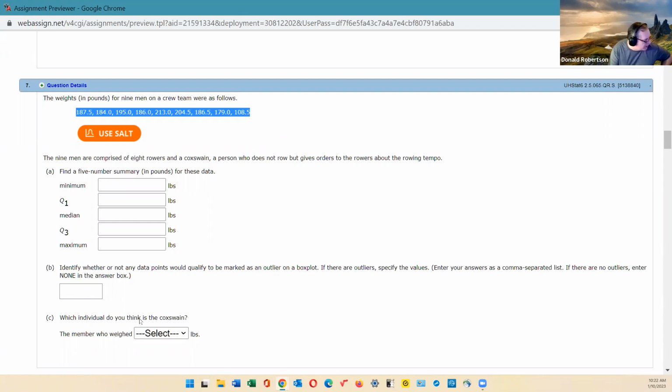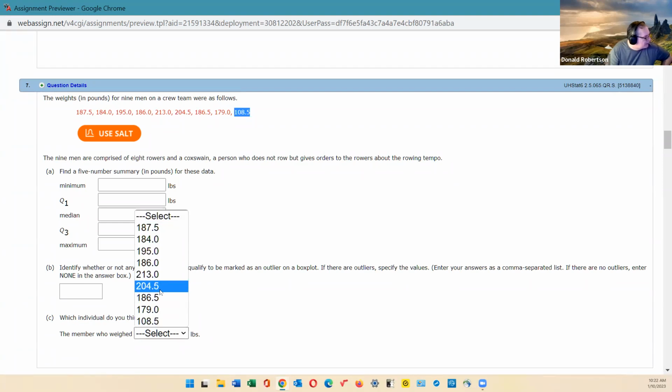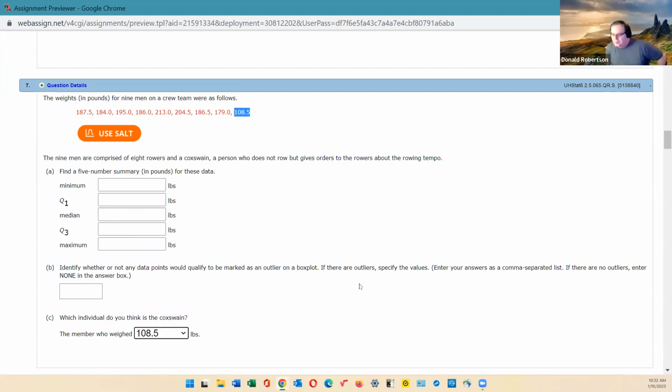So let's go for the last question first. If you scan through this data set, which one of those people would probably be the coxswain, right? The guy who shouts, or the girl who shouts. I would make the assumption that it's the lightest person in the group, right? And so when you go down here, you pick the lightest person in the group. That makes sense?